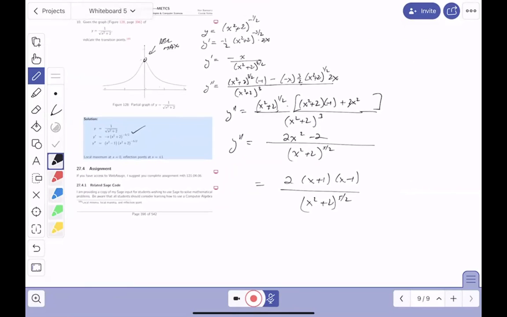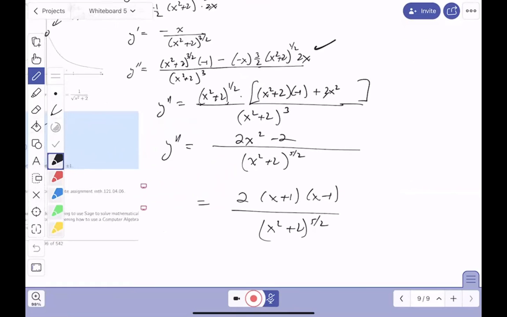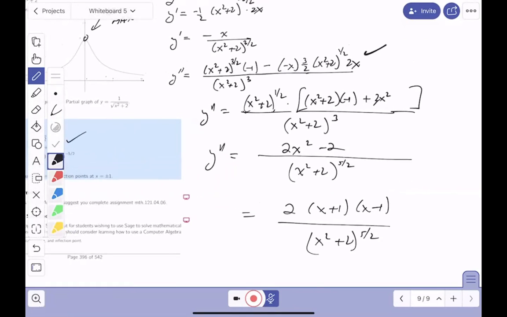I've got to look. x squared plus 2, I square that, I get that. And 3/2 minus 1, minus x times 3/2, x squared plus 2, 1/2 times 2x. I think I did okay there. Let me just keep looking through it. Maybe I made a mistake. x squared plus 2 cubed, x squared plus 2 to the 1/2 power, minus 1.